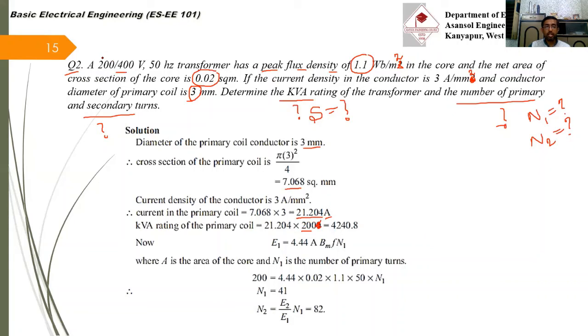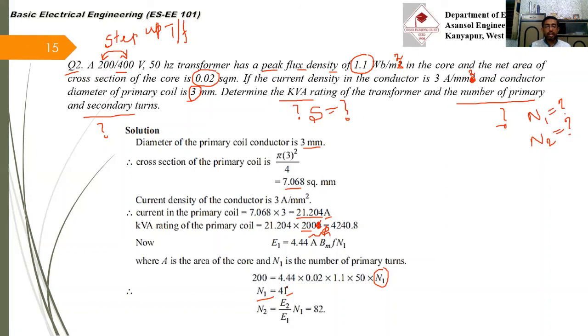So if there is any question asking what kind of transformer it is, since it is increasing the voltage, it is called a step up transformer. Okay, now E1 equals 4.44 B into A into F into N, because this B into A is equal to 5. So put all the values, you will calculate the unknown N1. So N1 equals 41. Okay, the full digit value you have to take.